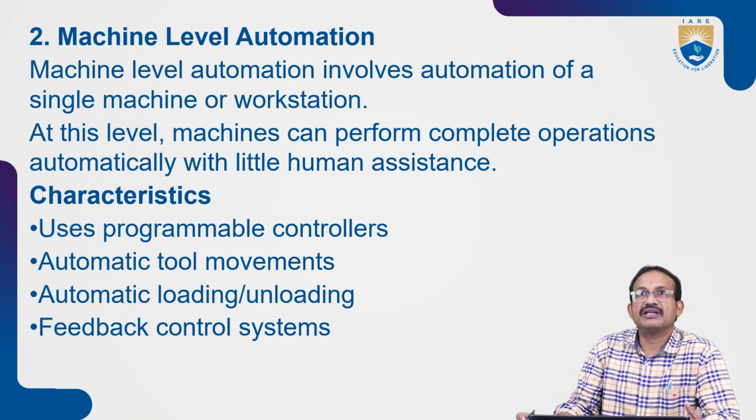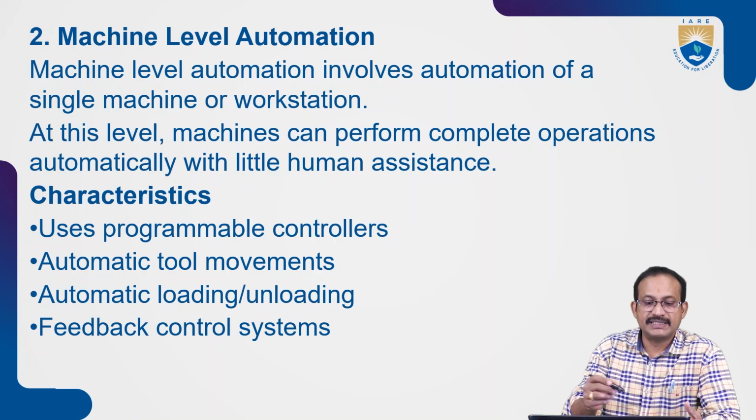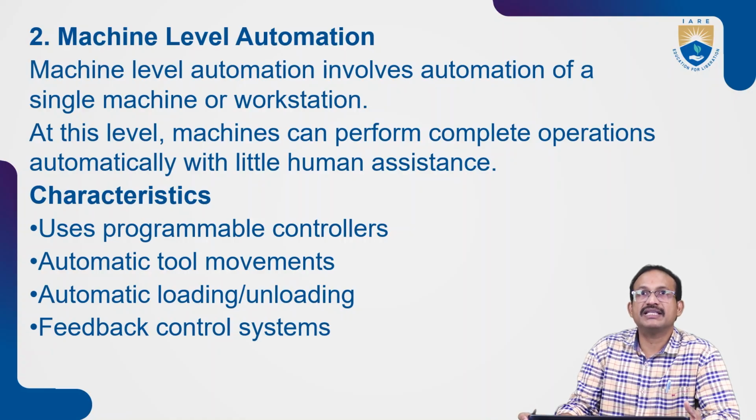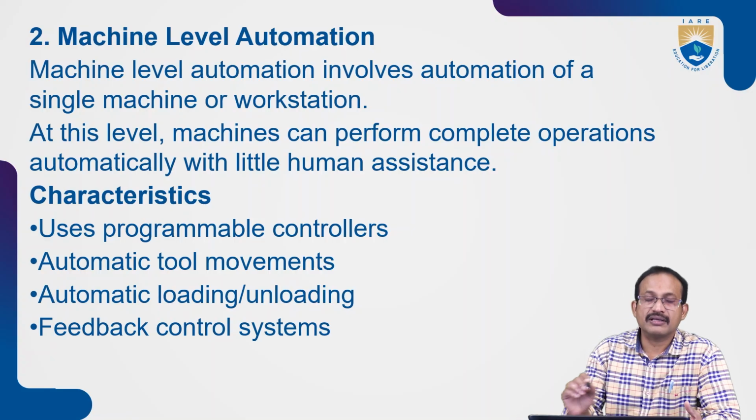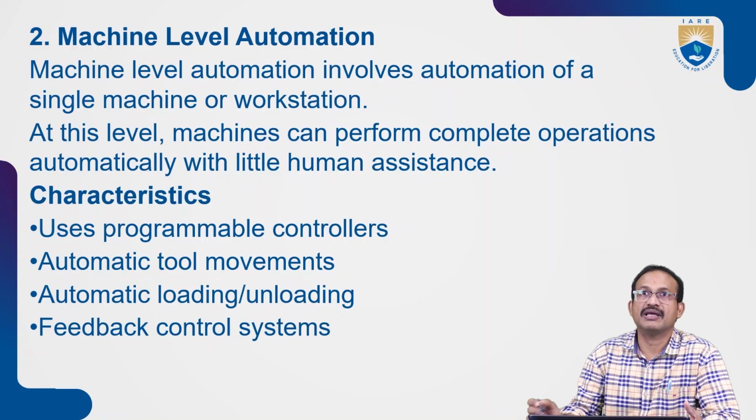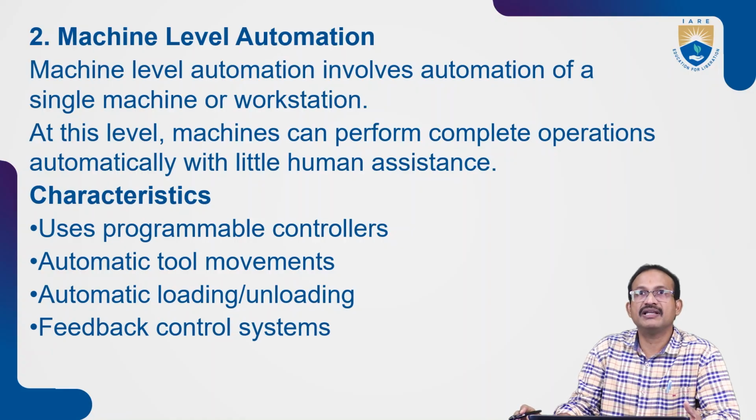Machine level automation. Machine level automation involves automation of a single machine or workstation. At this level, machines can perform complete operations automatically with little human intervention or assistance. So here, instead of a device, it is the machine.